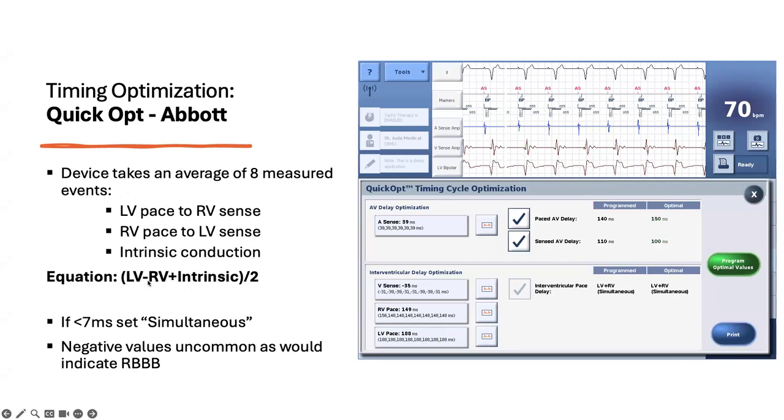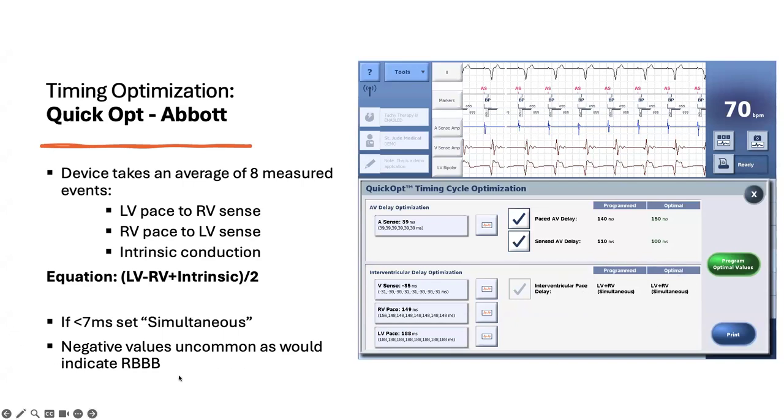And then from there, it uses an equation, which you could probably ask an Abbott engineer or some sort of physician to really go deeper into, but it's the LV minus the RV plus intrinsic, divided by 2, which it auto calculates for you. But if for some reason it doesn't, you can manually get these figures and then just calculate it yourself. And it makes a suggestion based upon the interventricular delay, how much LV early and/or simultaneous you would like.